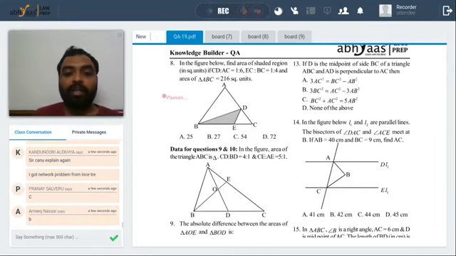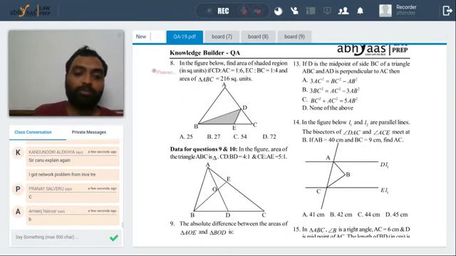He is asking what? In the below figure, the area of the shaded region is asked. He is asking for BDE. He gave me CD to AC is 1 is to 6. So I'm writing it down here for you. CD is 1 is to 6.